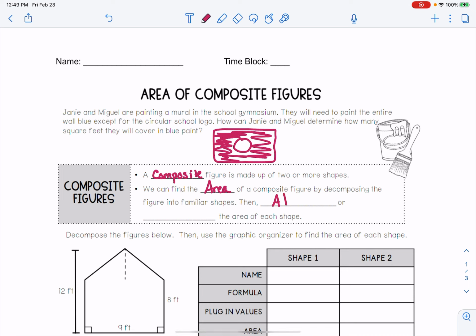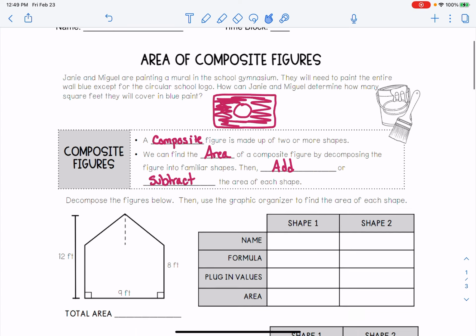Then you're going to add or subtract the area of each shape. So in our gym wall example, we had to subtract, take away the area of the logo from the wall, but sometimes we're going to add them together. Let's look at an example of that.